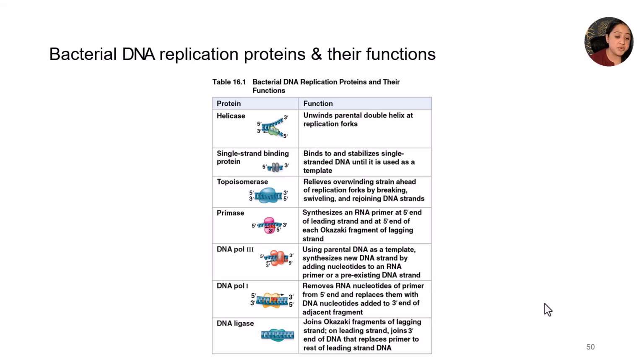And so here's a summary of all those key players. To point out, DNA polymerase 3 is the one that builds the new DNA strand. And it's actually, more specifically, DNA polymerase 1 that removes the RNA nucleotides of the primer and then replaces them with DNA. So there are more than one DNA polymerase.